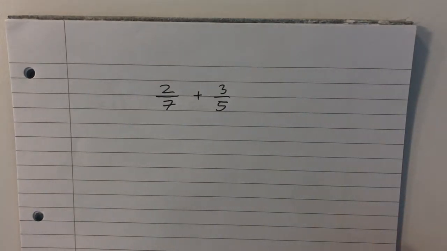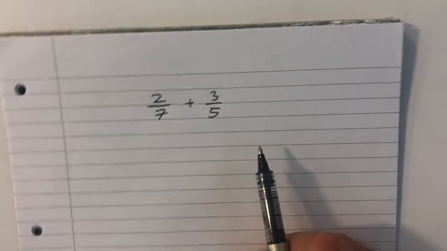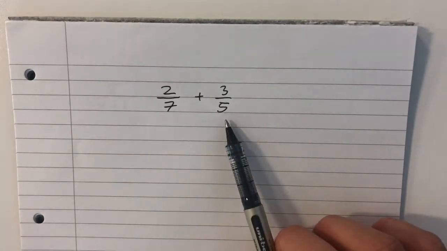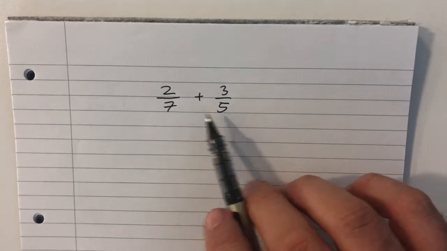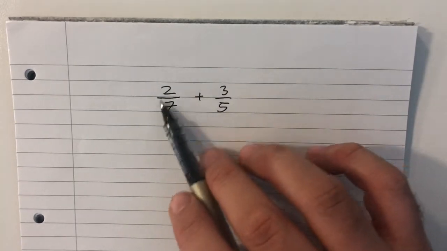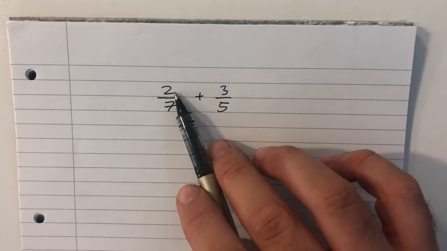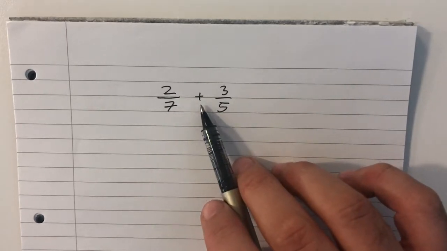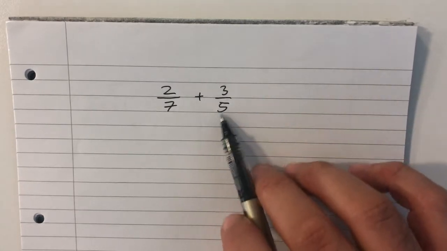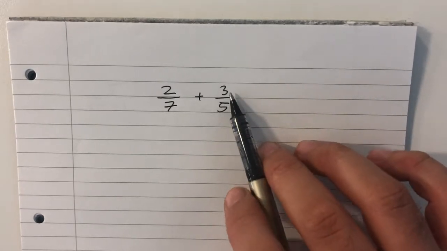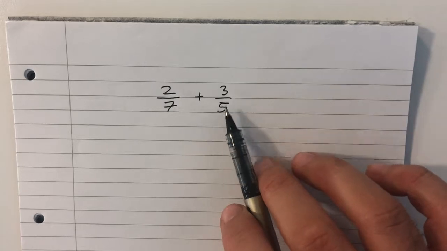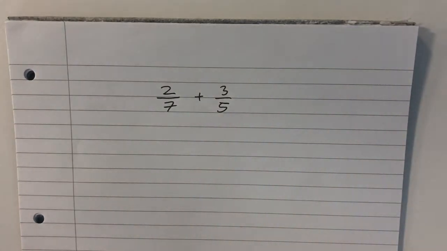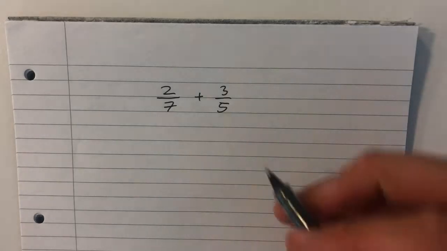So to make a common denominator, we can multiply top and bottom of each fraction by the denominator of the opposite fraction. In this case, I'll be multiplying 2/7 top and bottom by the number 5 to make 10/35, and then I'll multiply this top and bottom by 7 to make 21/35. I've then got 10/35 plus 21/35 to make 31/35. So that's the process behind it.